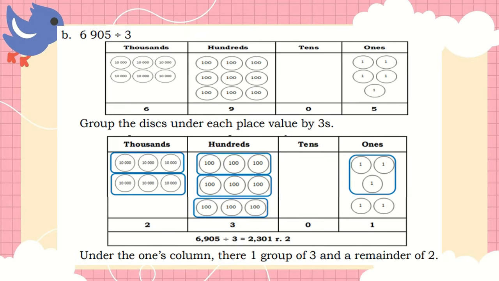6,905 divided by 3. Group the disks under each place value by 3's. Under the ones column, there is one group of 3 and a remainder of 2.